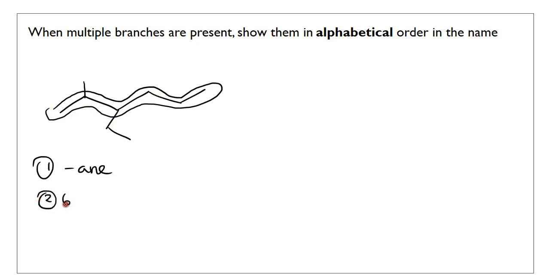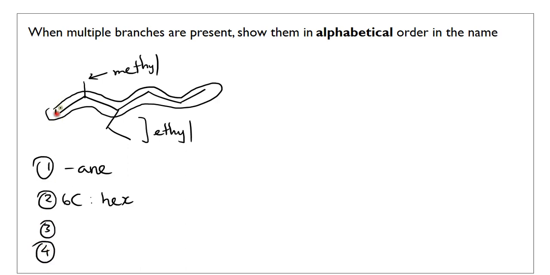So you have 6 carbon in the longest chain, which is hex, and then you have 2 branches. So this is a methyl, and you have an ethyl. So that's step 3. I need to number my carbon chain, so I'm going to start from this end. 1, 2, 3, 4, 5, 6. And the last step, when you put the name of the branches into the compound name, we're going to list the name of ethyl first and the position of ethyl first, just because alphabetically E comes before M.